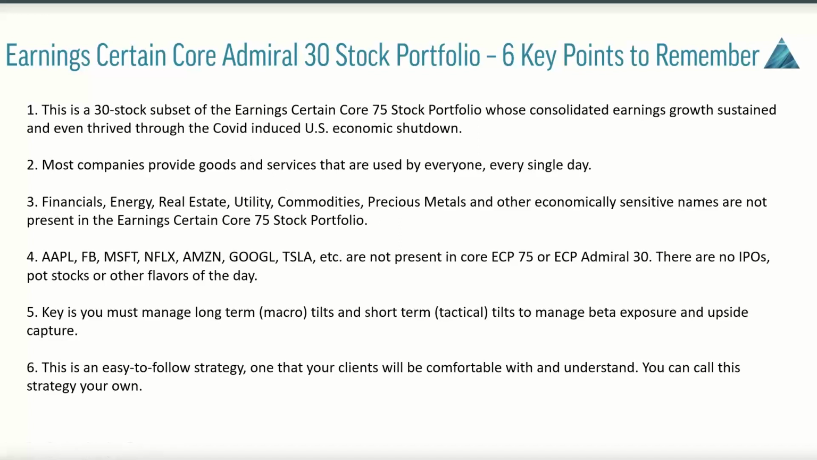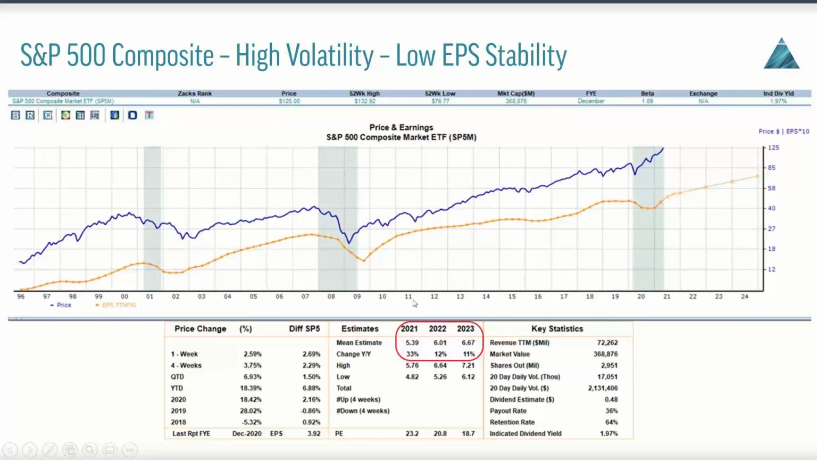Again, remember that with the Earnings Certain family of portfolios in core, we don't hold financials, energy, real estate, utility, commodities, precious metals, or any other economically sensitive names. And we use tilts to expose ourselves to companies like the mega cap tech group: Apple, Facebook, Microsoft, Netflix, Amazon, Google. If you want Tesla, IPOs, pot stocks, whatever, the appropriate place for that is in tilts, not in core. So the idea is that we manage our long-term macro tilts and short-term tactical tilts to gain exposure to beta and upside capture. And you'll see that become very evident here in just a few minutes.